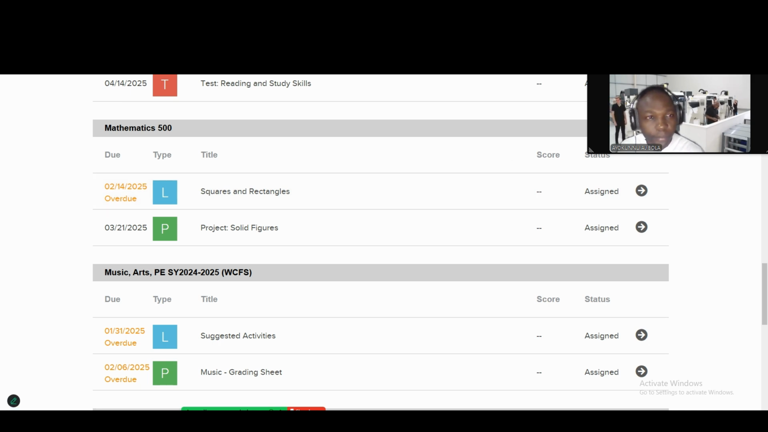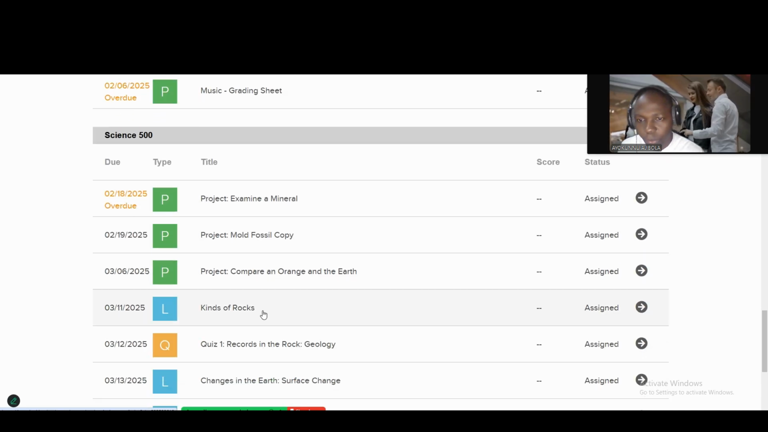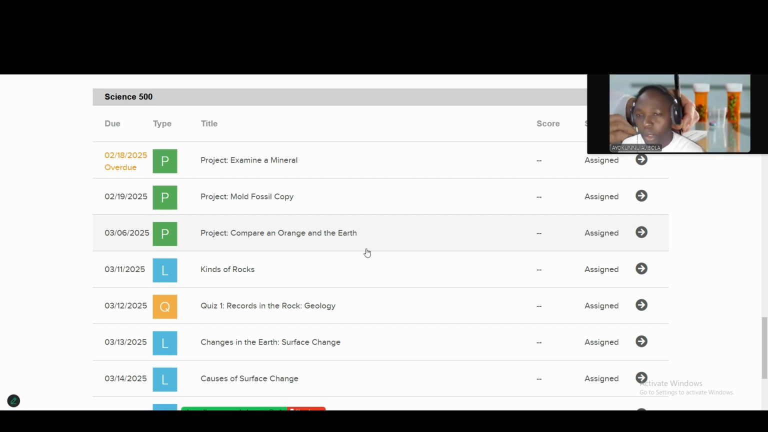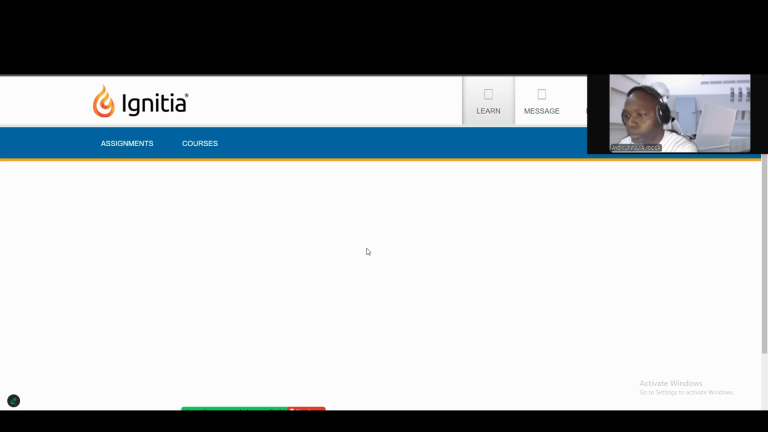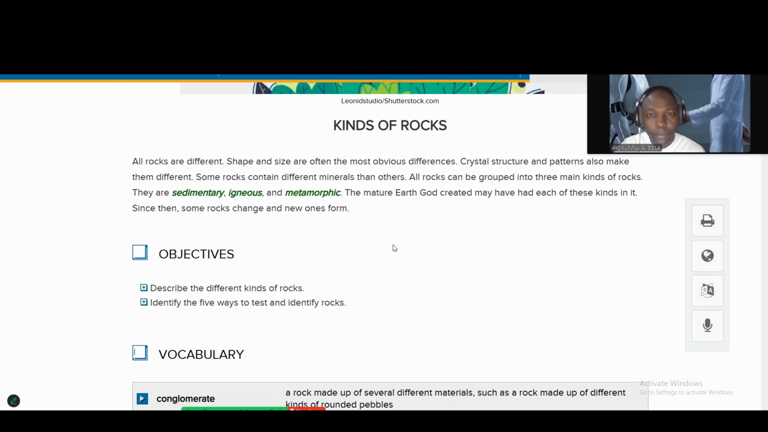Is that clear? Okay. So let's get started now with this particular one, which is kinds of rocks. Let's see what we have here. Kinds of rocks. All rocks are different.